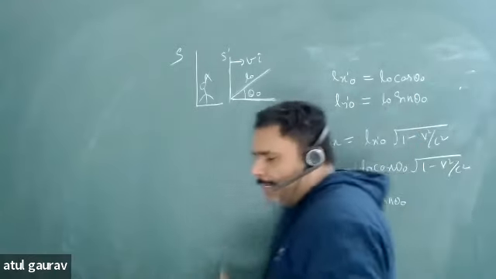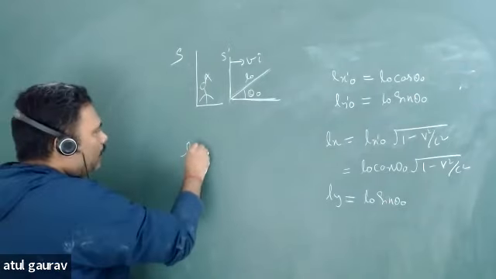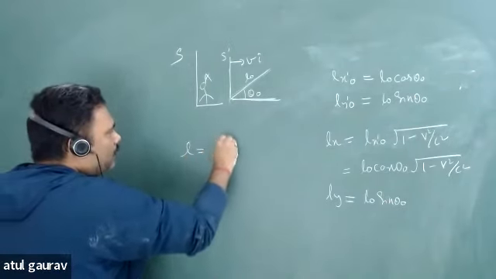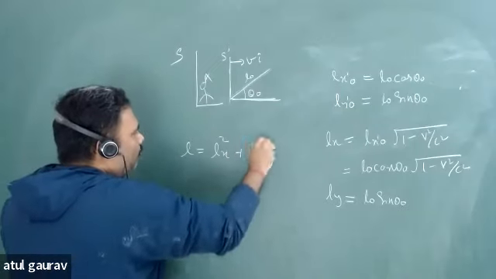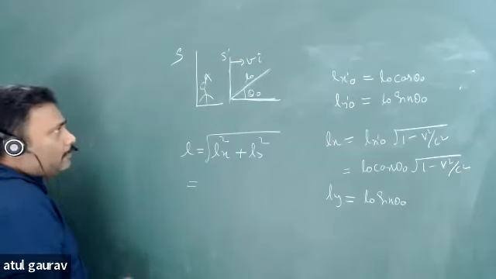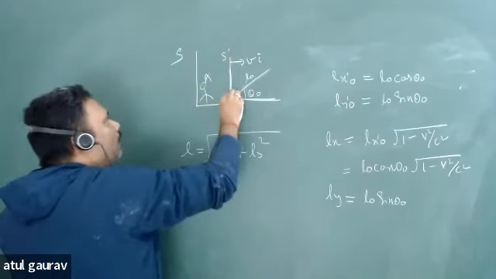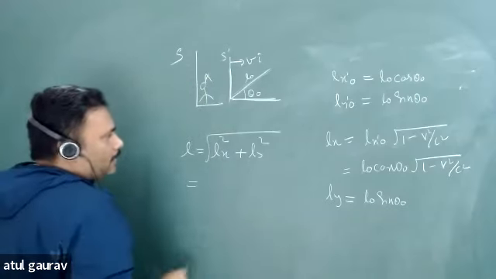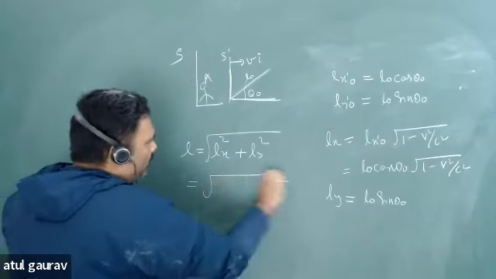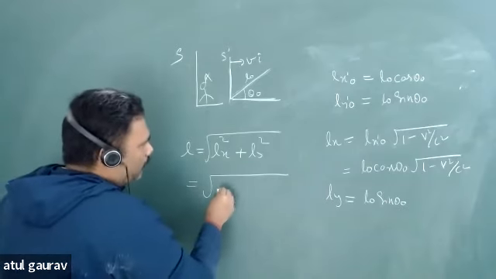So what will be the complete length of the rod? The new L is equal to the root under Lx square plus Ly square. So this will be the complete length. This is my Lx from here, and this is my Ly from here. So I can easily calculate it. Now look at the magic here. It's very interesting. So what is Lx square?